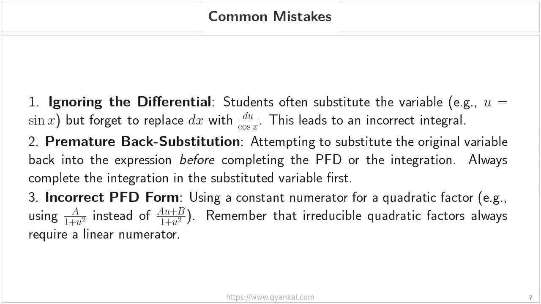3. Incorrect PFD form. This relates specifically to the partial fraction decomposition itself. When you have an irreducible quadratic factor in the denominator, something like 1 plus u squared, you cannot simply use a constant in the numerator. The numerator must be a linear expression, meaning something like Au plus B. So, instead of writing the partial fraction as A divided by 1 plus u squared, you need to write it as Au plus B divided by 1 plus u squared. This is because the quadratic factor requires a linear term in the numerator to properly decompose the fraction. It's a key rule to remember for accurate partial fraction decomposition.